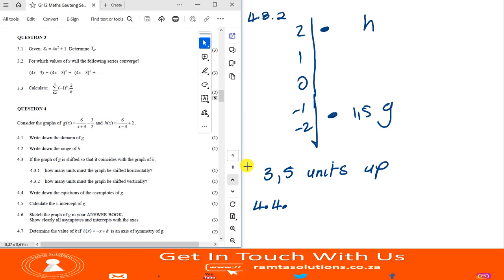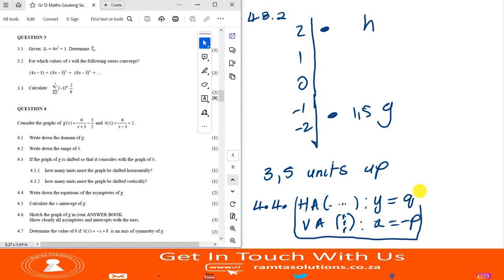Now 4.4, write down the equations of the asymptotes of g. We said horizontal asymptote is this one here. It is y equals q. And then we said the vertical asymptote is this one here, x equals negative p. This is what we said.